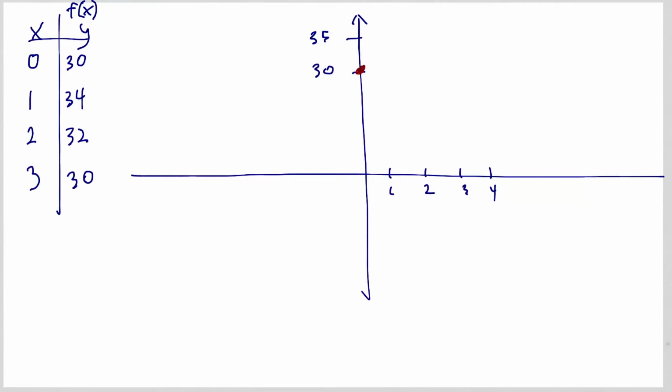1, 2, second point, that would be 2, 32. Third point is 3, 30. All right, so we have 4 points here. Now I'm going to go back and look at my concavity cases as well as what I know about my end behavior.